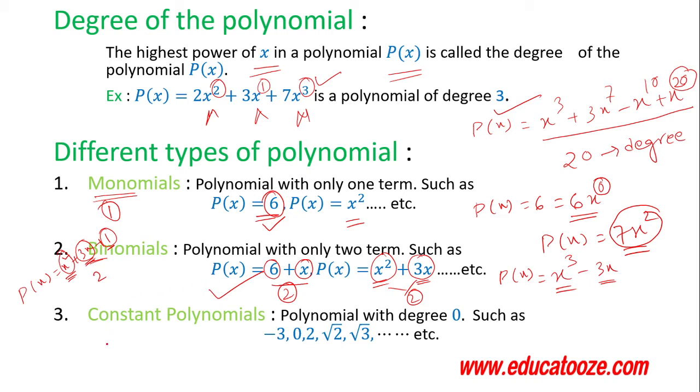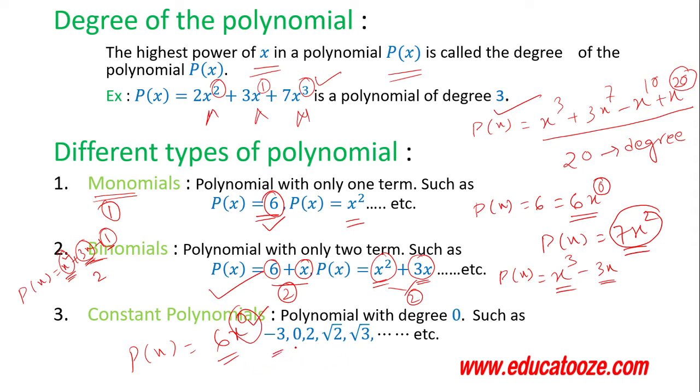Now let us see what is a constant polynomial. Constant polynomials are those polynomials whose degree is 0, or a polynomial that contains only number terms. Like p of x equal to, say, 6. 6 is a number term. There is no variable term. So what is the degree of this particular polynomial? It is 0. So this kind of polynomial is known as a constant polynomial.